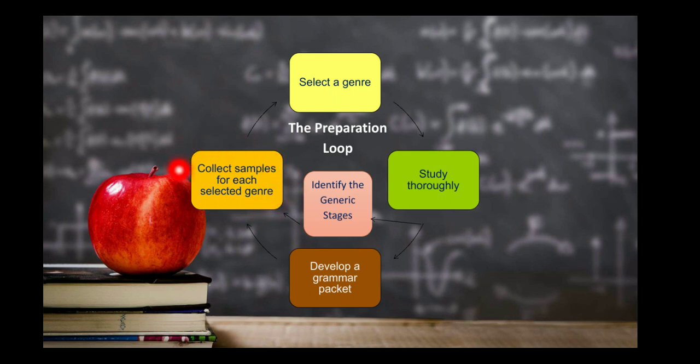Then you collect samples. This is what I've already mentioned, that you collect samples of the genre and stick to one kind of text. So if you are looking at stories, all the stories should fall under the same category. If you're talking about letters, stick to one: all formal letters, or letters of complaint, or all informal letters. So that the sample helps the children to write or to speak using that language that they have acquired.